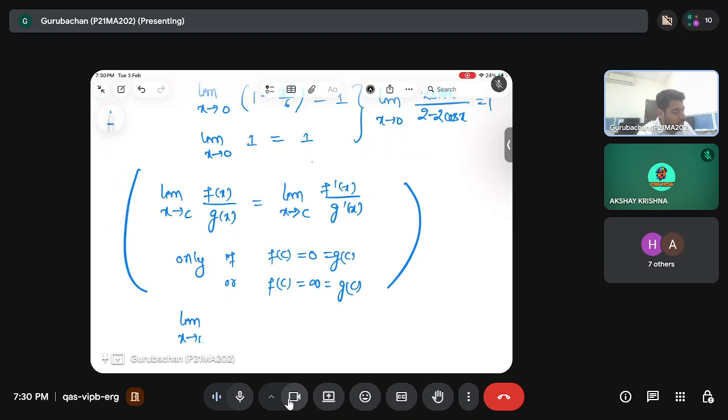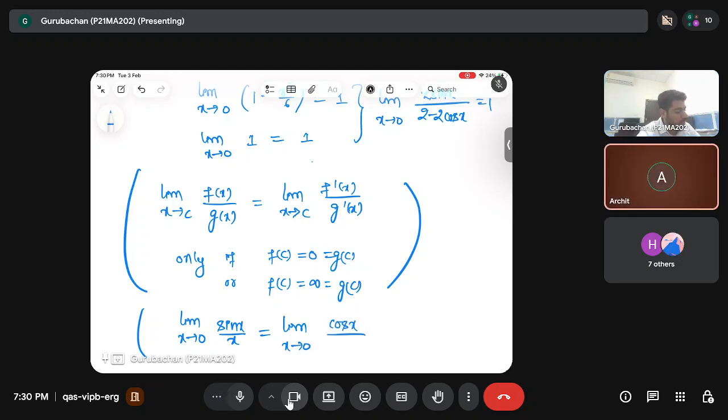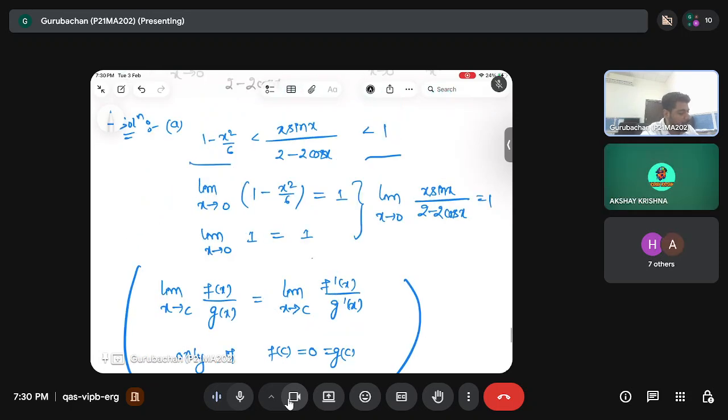So if you apply L'Hopital's rule over sin x by x, it is 0 by 0 form. By this rule, you should differentiate the numerator and denominator separately. Sin x derivative is cos x, and x derivative is 1. Now, is there any 0 by 0 form? No. That means you can directly substitute. It will give you 1.